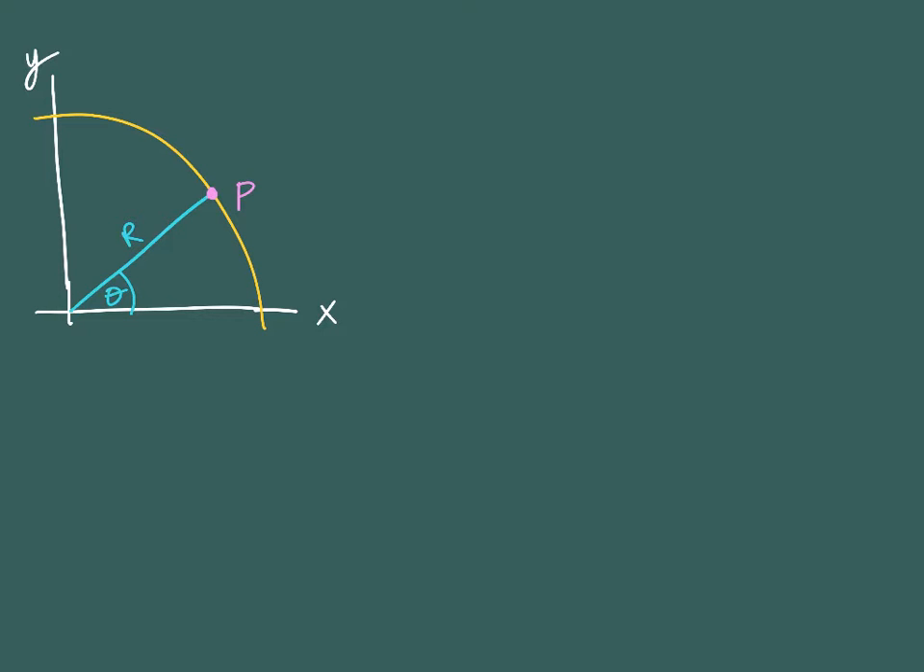And of course, that means that point P has some x location on this axis that's been created, and of course a y position as well.